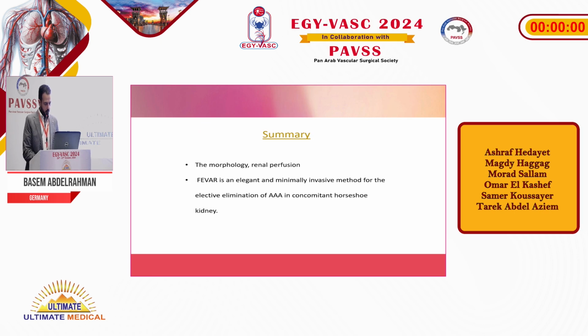The summary for today: proper knowledge of the morphology and renal perfusion in such cases is a must, and fenestrated EVAR is an elegant and minimally invasive method for the elective elimination of aortic aneurysm with concomitant horseshoe kidney.